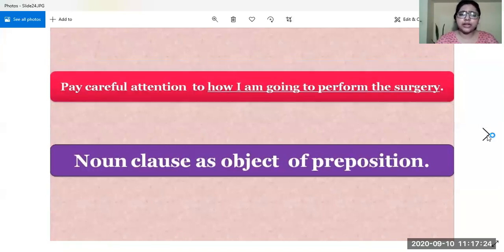Next, it also acts as object of a preposition. Yesterday, I already explained to you what an object of a preposition is. It is a noun or pronoun which is placed after a preposition. So, pay careful attention to what? Pay careful attention to how I'm going to perform the surgery. So how I'm going to perform the surgery is the subordinate noun clause.